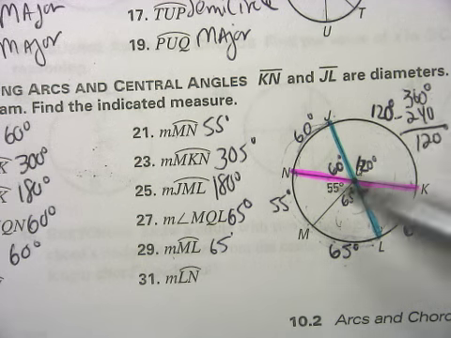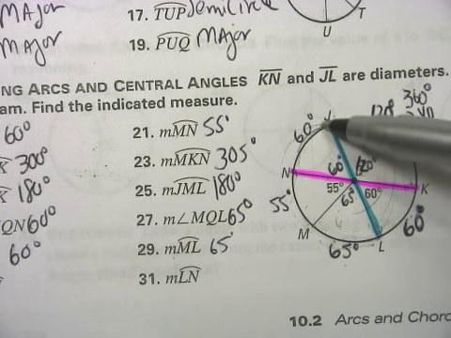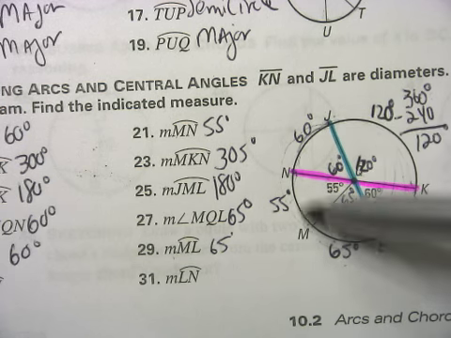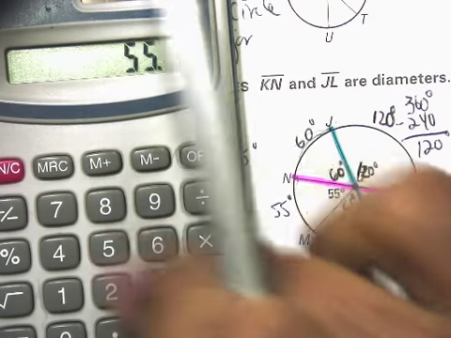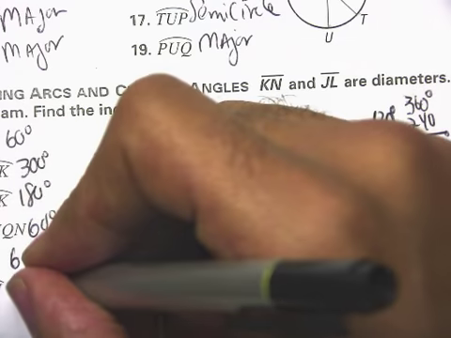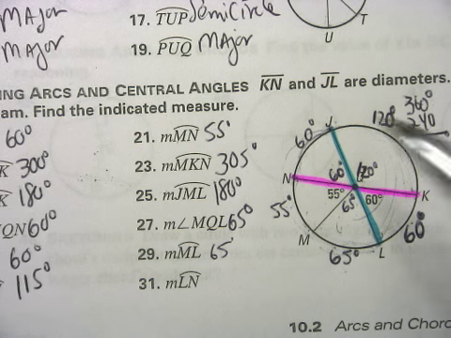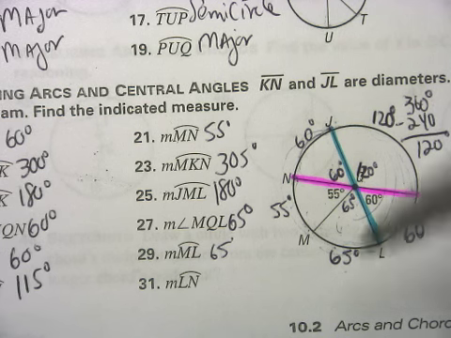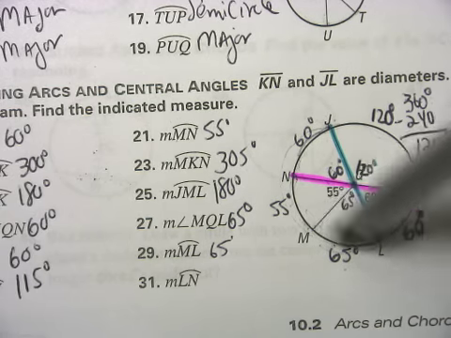Number 29, arc ML. Here's M to L, which is 65 degrees. Our central angle is 65. And so I know my arc is 65. And arc JM. Where's J to M? Here we go. J to M. Well, and that's going to be what? It's going to be from J to M is what? 60 plus 55. What's that going to give me? 60 plus 55 is 115 degrees.